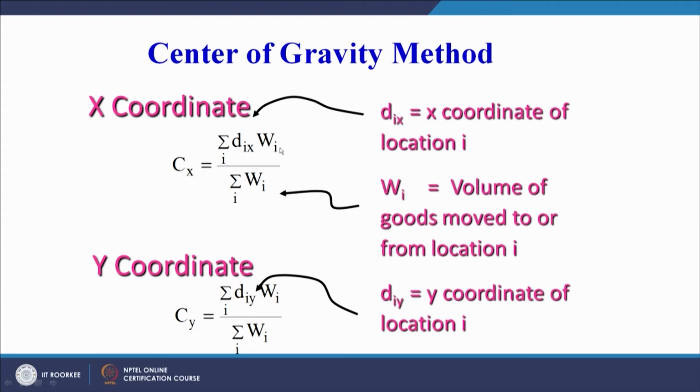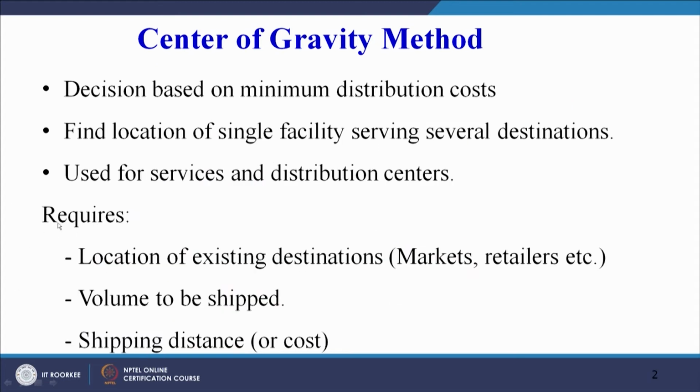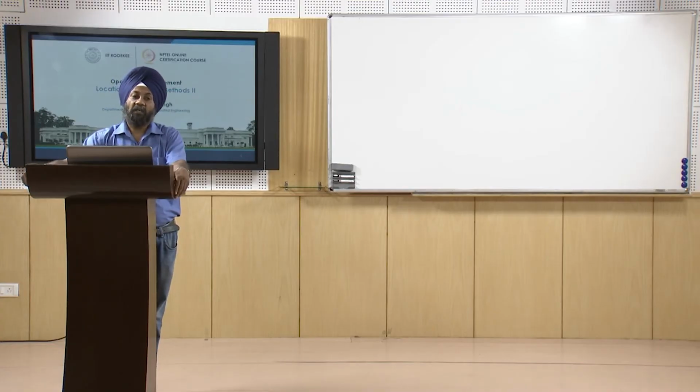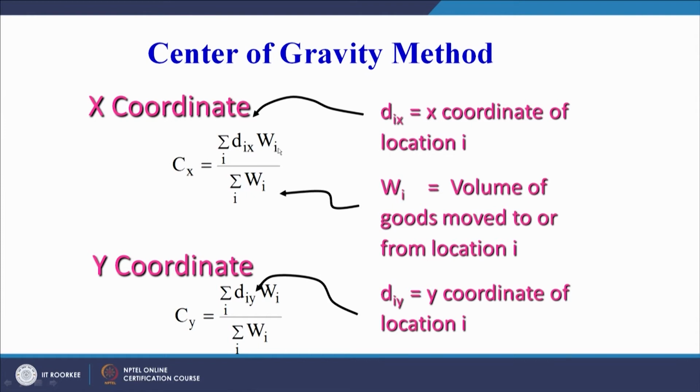Let me go to the previous slide again and maybe this slide. So, what are the requirements here? You can see the requirements. We require the location of existing destinations. Now, existing destinations locations means we need their x and y coordinates, and we require the volume to be shipped. Now, here Wi is the volume or the quantity to be shipped, and sigma Wi is the total quantity that we are shipping from our manufacturing facility. So, this data will give us the x coordinate for our final destination or final objective.